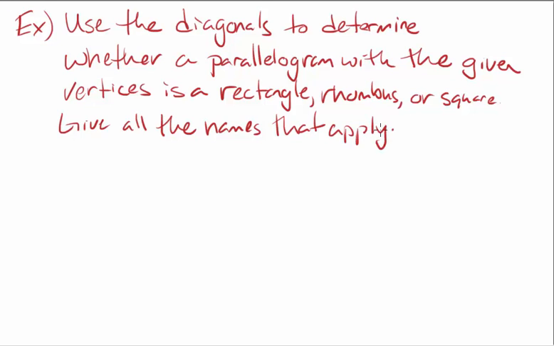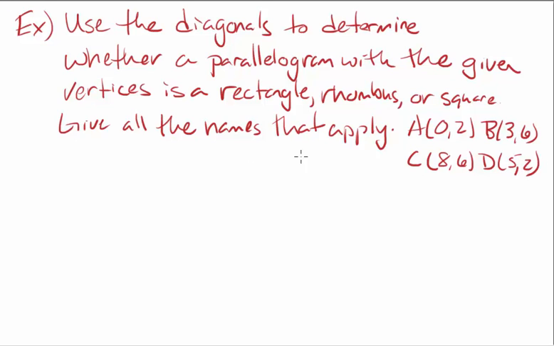Just for example's sake, if we found the shape to be a square, we would also say that it is a rectangle. We are given a couple of points: A is (0, 2), B is (3, 6), C is (8, 6), and D is (5, 2). First off, we're going to graph this. Since all the points are positive, we're just going to use the first quadrant.